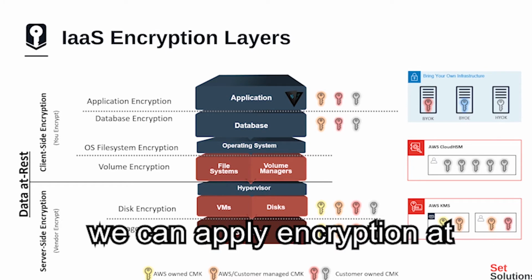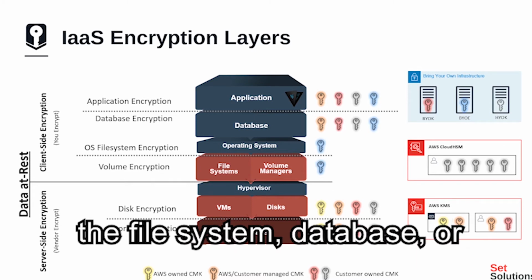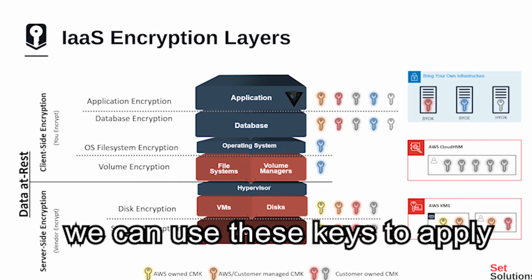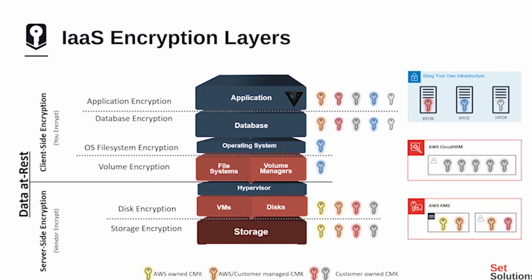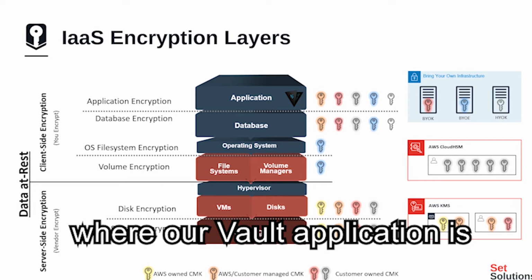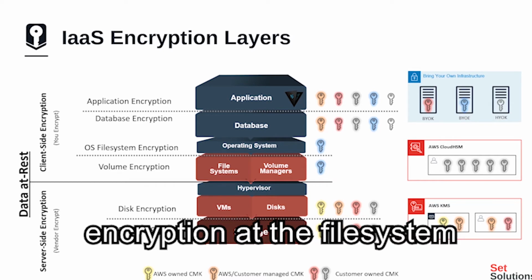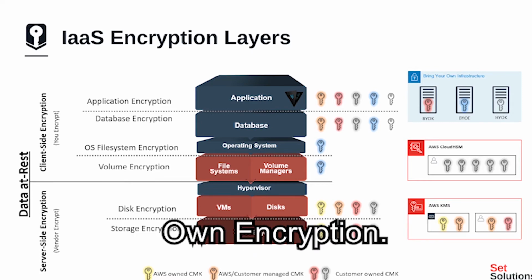With Bring Your Own Encryption, we can apply encryption at the file system, database, or application layer. And with Hold Your Own Key, we can use these keys to apply encryption at the upper layers of the stack. As you can imagine, based on where our Vault application is writing and storing its information, our focus should be to apply encryption at the file system level by way of Bring Your Own Encryption.